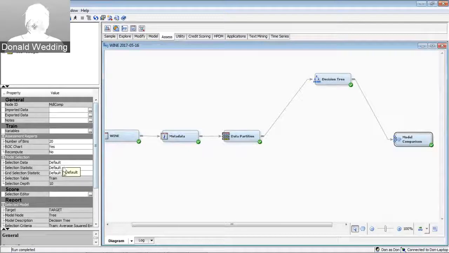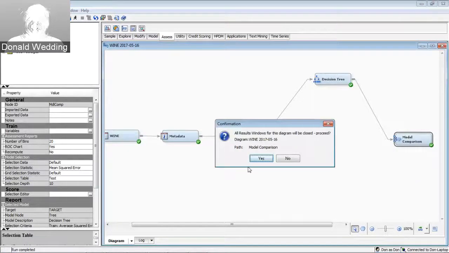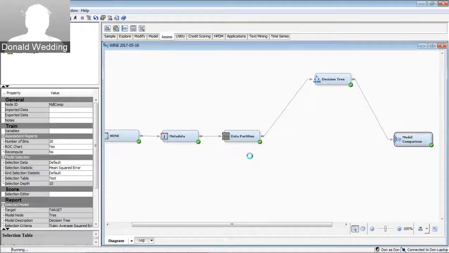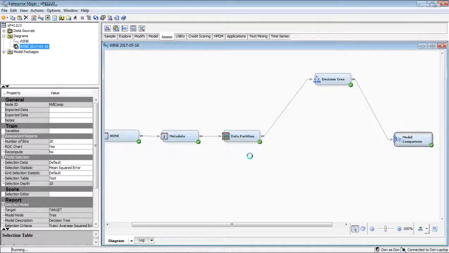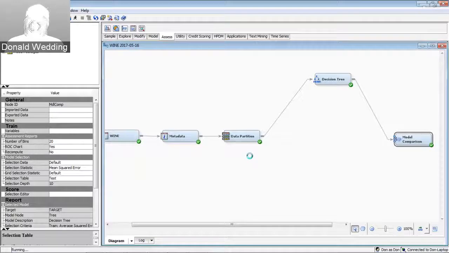We're going to choose selection statistic. We're going to choose the best model. We'll do mean squared error, and we're going to look at the test set. Okay, let's run this guy one more time. Then we're going to build. So let's just see how good the tree is, because the tree is going to be our baseline here. See how good a model it is. Now remember, the tree's not all that sophisticated, but let's see.